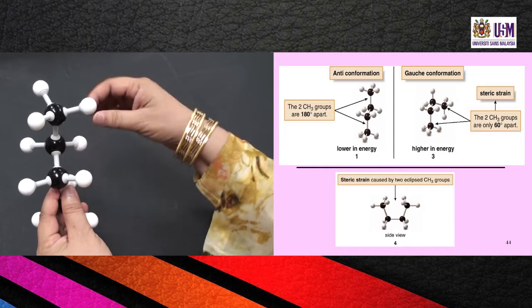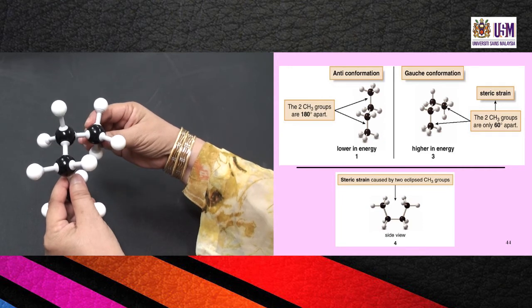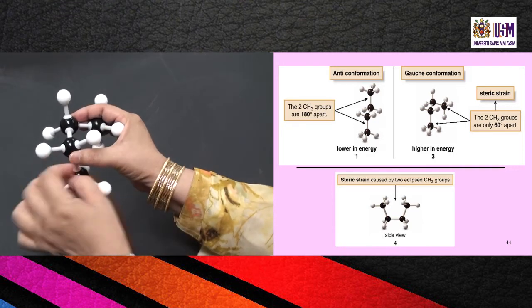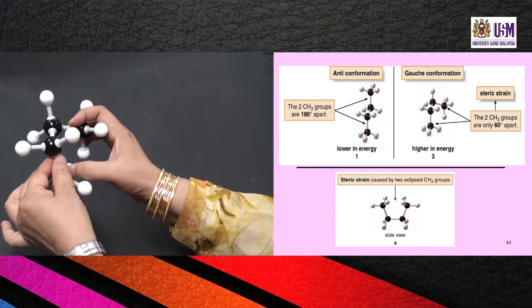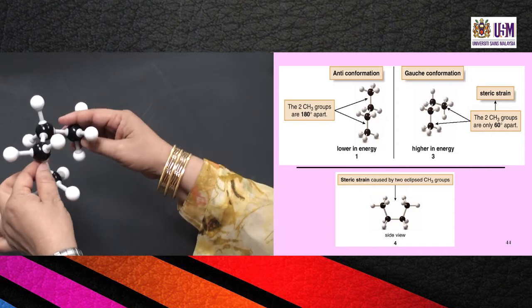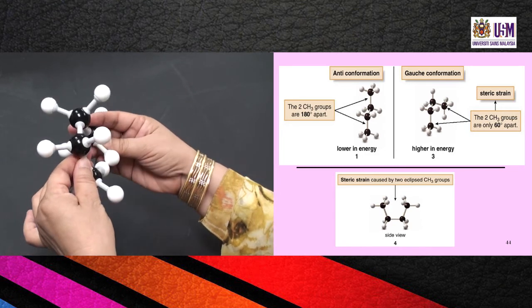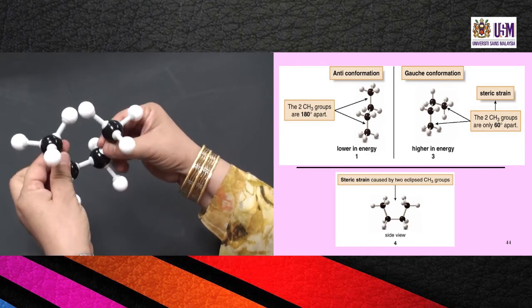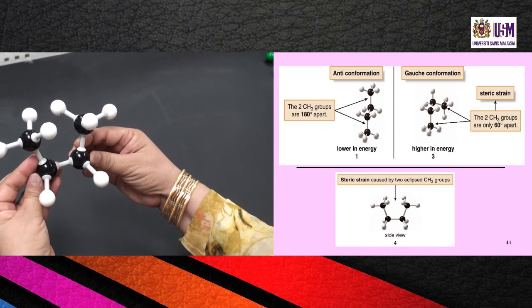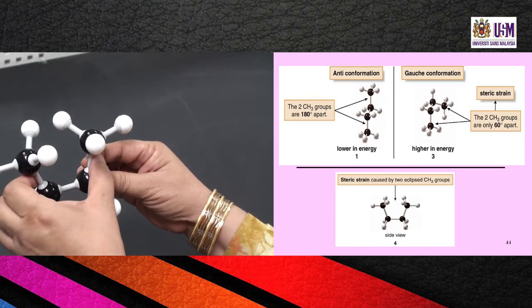And the gauche conformation, when we turn this 60 degrees, we can see that the methyl and the methyl are 60 degrees from each other. So this is the gauche conformation, and it is much higher in energy. And the last is the eclipse conformation. In the eclipse conformation, there is a lot of steric strain. Both the methyl groups are close together.